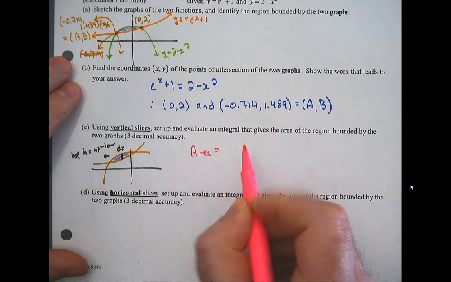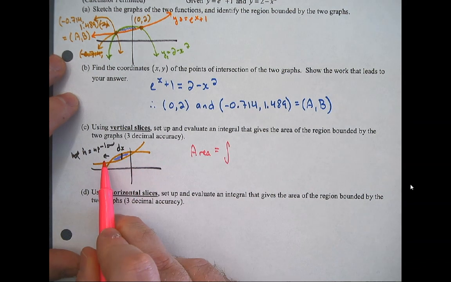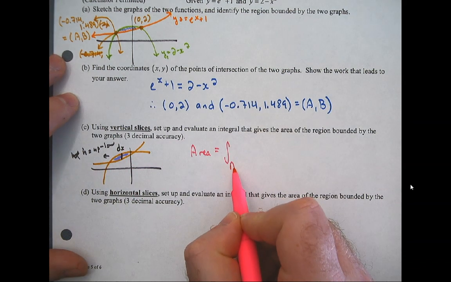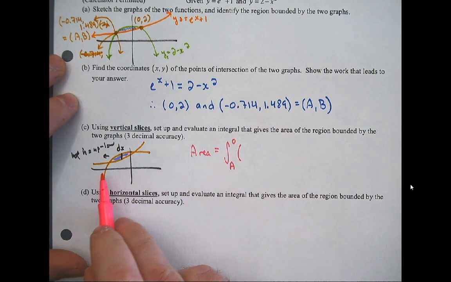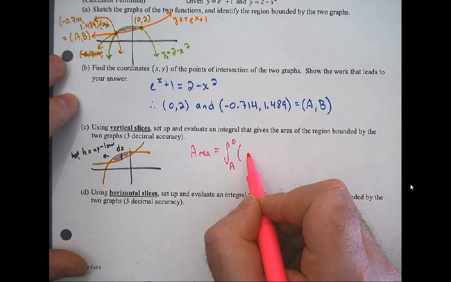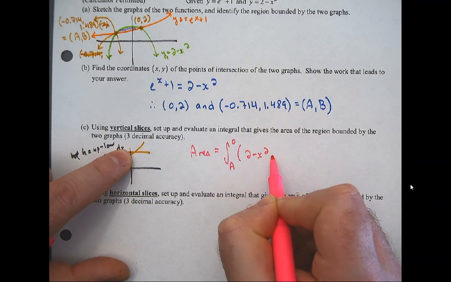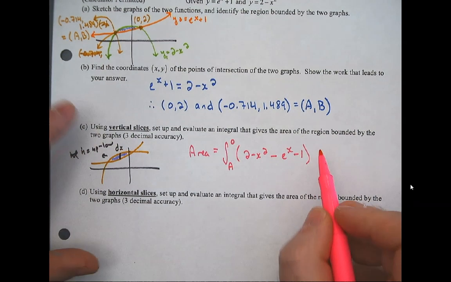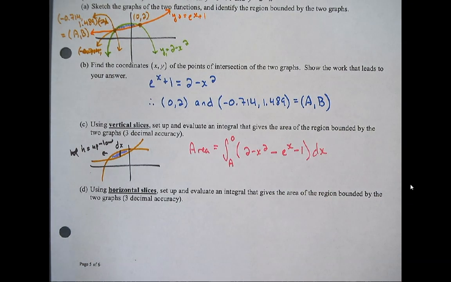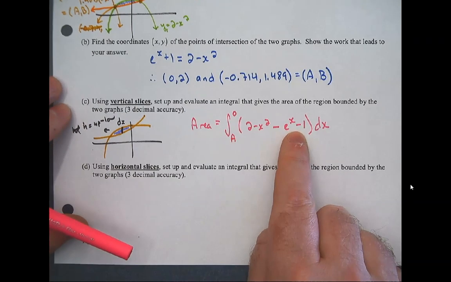Area is going to be equal to the integral from, okay, who's the farthest left would be A. Who's the farthest right would be 0. Who's the upper function? Upper function would have been the parabola, so that's 2 minus x squared minus e to the x minus 1. Where's that minus coming in? Hopefully you said from distributing the negative.